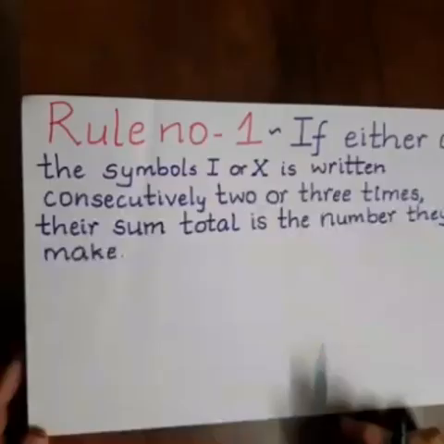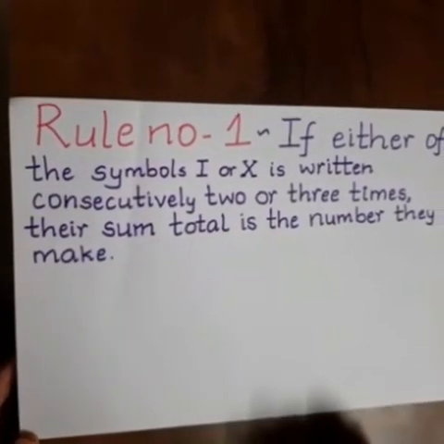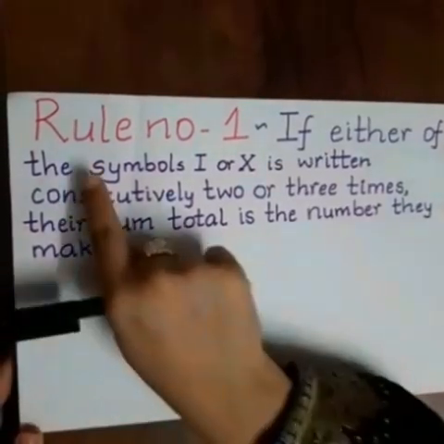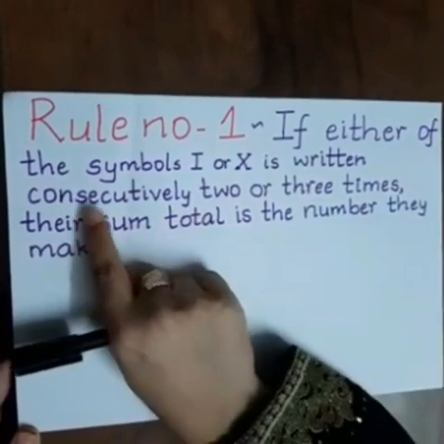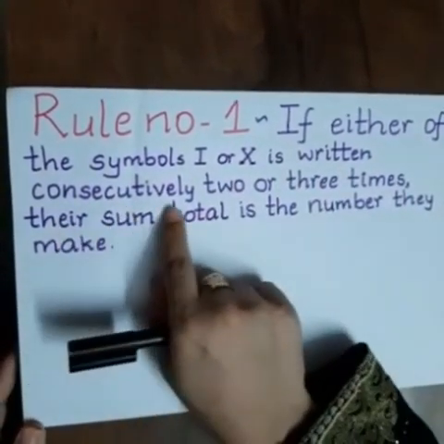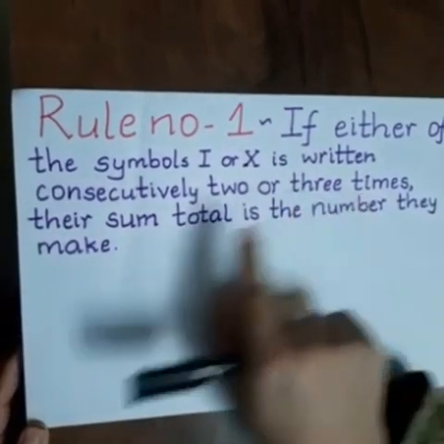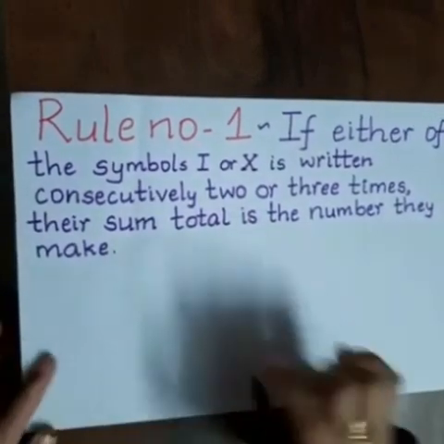Okay. For this, you have to follow 4 rules. What are the 4 rules? Let us see. Rule number 1. If either of the symbols I or X is written consecutively 2 or 3 times, their sum total is the number they make. Pay attention.